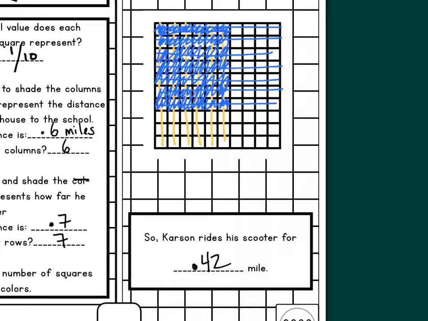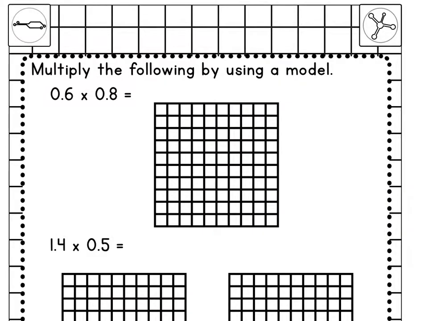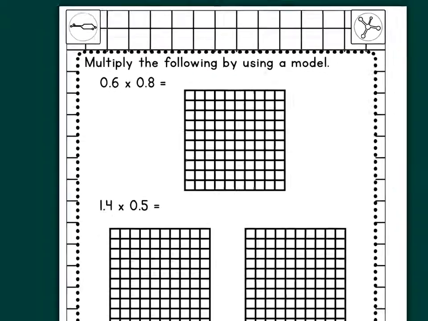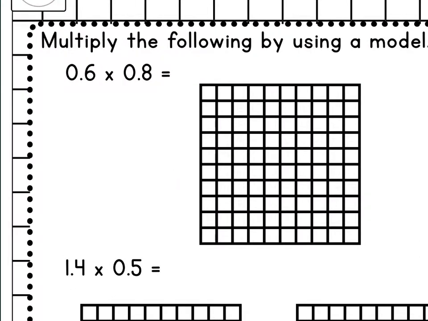So if we go to the next page, here we are, you'll see that we're just doing some multiplication problems using decimals. So we have the first one, 6/10 times 8/10. So ask yourself, okay, how many tenth columns do I fill in on both of these? And so one of them will be your columns, and the other number will be your rows. It doesn't matter which one you use.